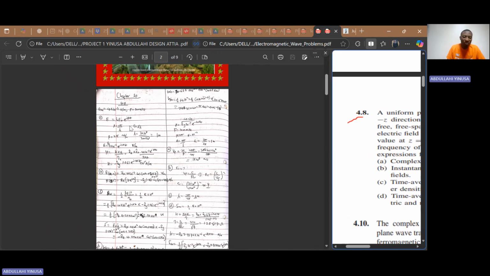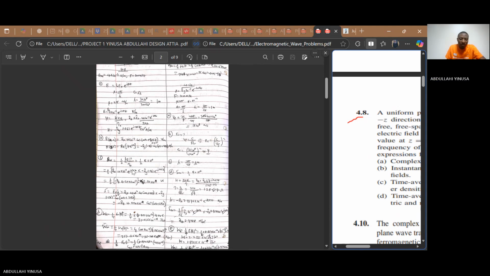Now this is it. You can see the formula for our electric field, and how I arrived at our beta, as I explained earlier. Then the formula for the magnetic field, which is K times E, where K is the unit vector of the direction of propagation. Since we are using Z, it's going to be minus a_z, since the wave travels in the negative Z direction. So when we multiply it, as I said earlier, it's going to be minus a_y. So we are able to arrive at this.